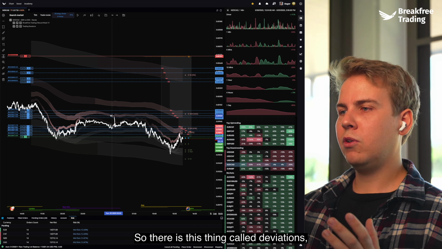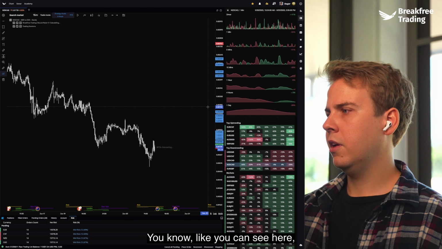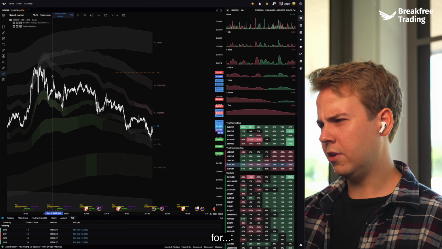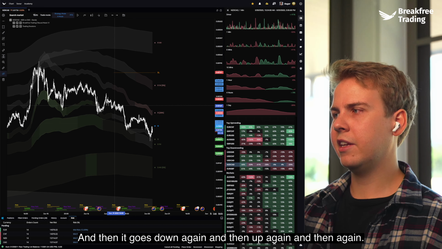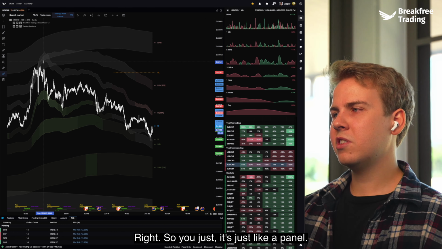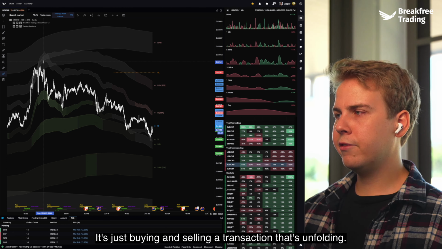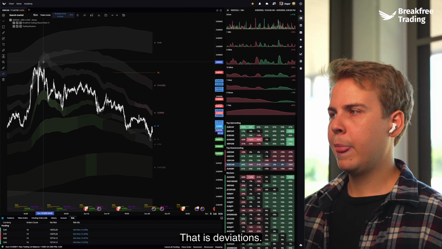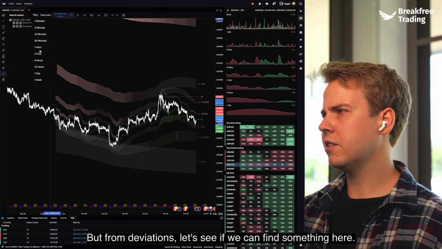So there is this thing called deviations, and that is where we have a long-term trend. Like you can see here, this market has been going down for 5 days straight, right? And every time it comes back up here, it's really a deviation, and then it goes down again, and then up again, and then again, right? So it's just like a panel. It's just unfolding. It's just buying and selling transactions unfolding, and then you have these temporary deviations, and then the usual business kicks in and just takes over, right? That is deviations.